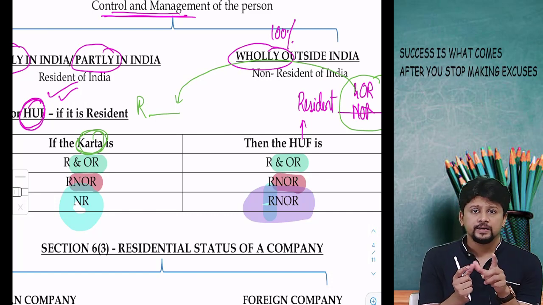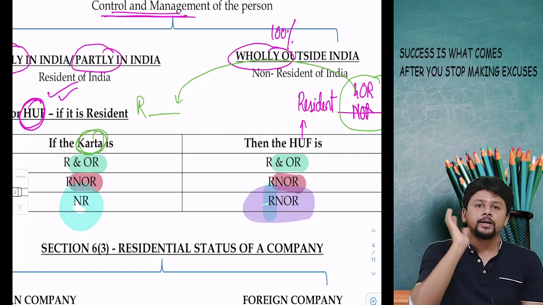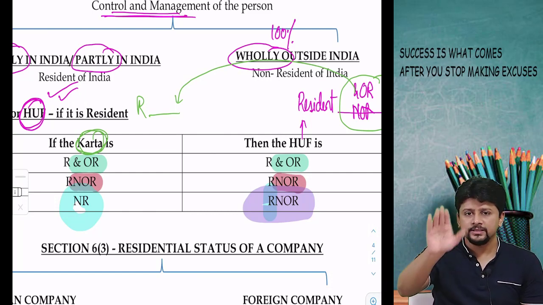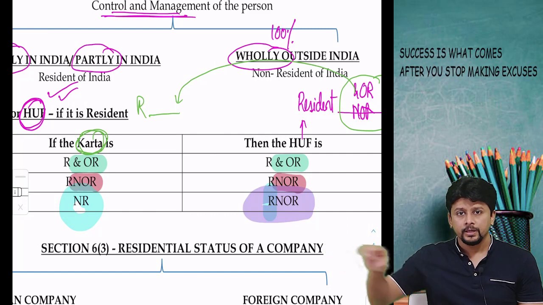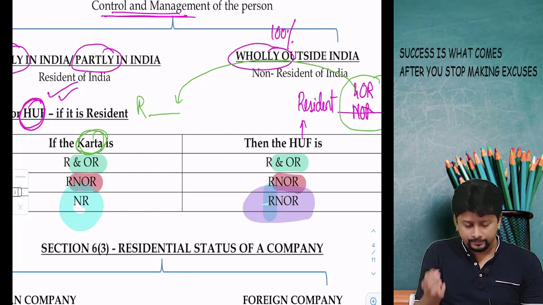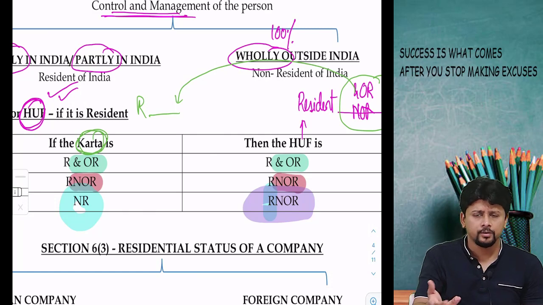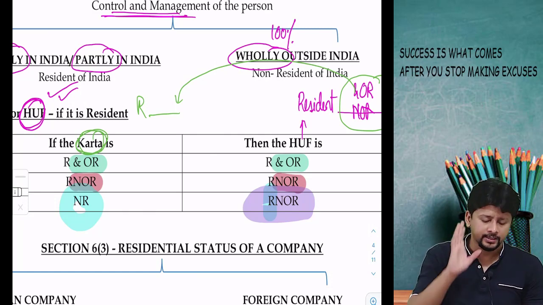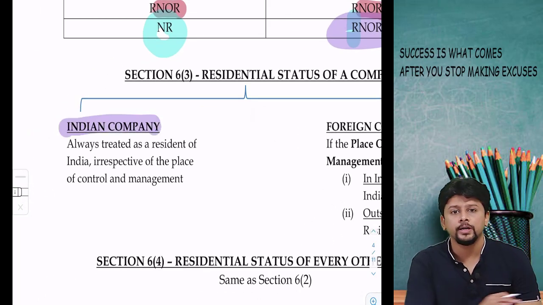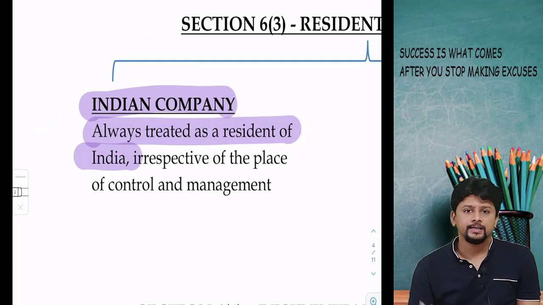And this extra concept of ordinarily or not ordinarily is only for individual and HUF. For company, firm, local authority, AOP, the concept is very simple: resident, non-resident, that's it. Determining whether you are ordinarily resident or not ordinarily resident has to be done only for individuals and HUF. So for HUF, firm, AOP, BOI, the concept is very simple: control and management. Company: if you are an Indian company, then you don't need to check anything. An Indian company is always treated as a resident of India, matter ends.